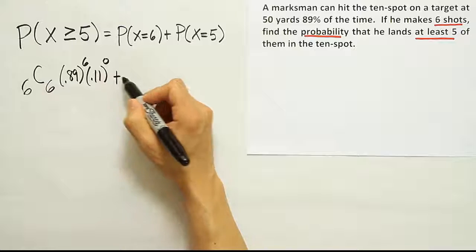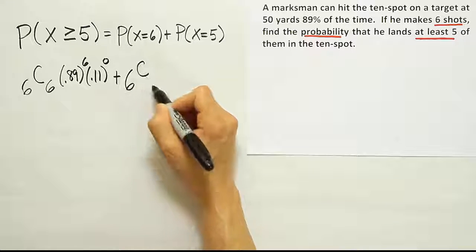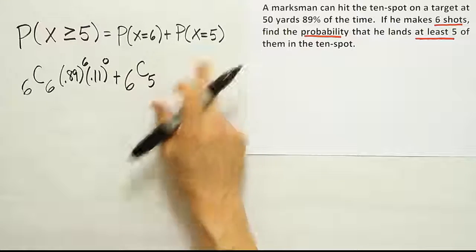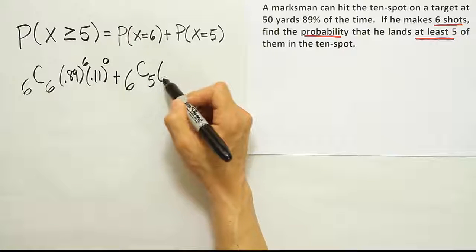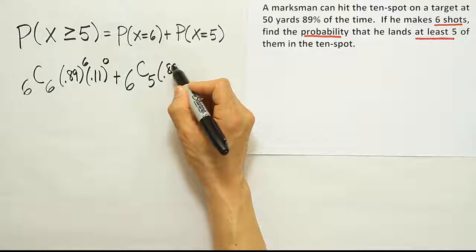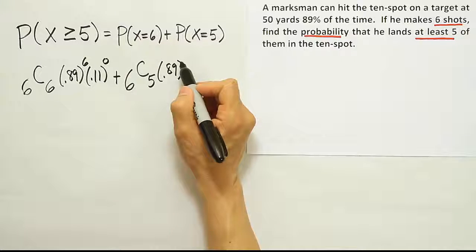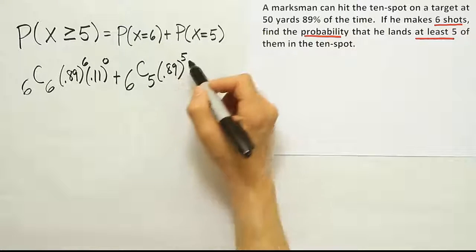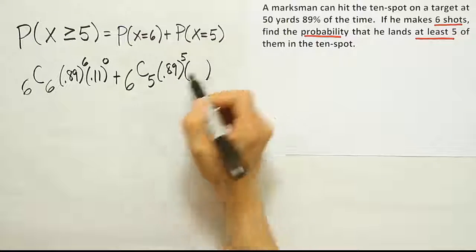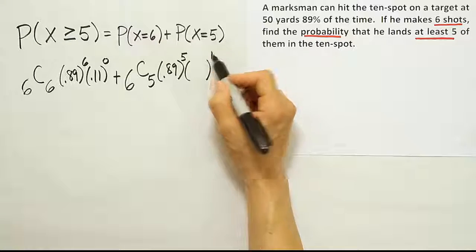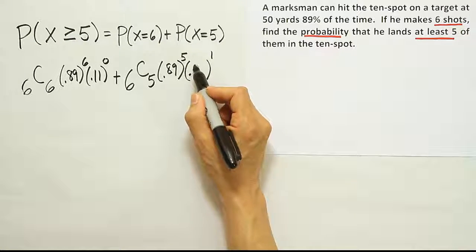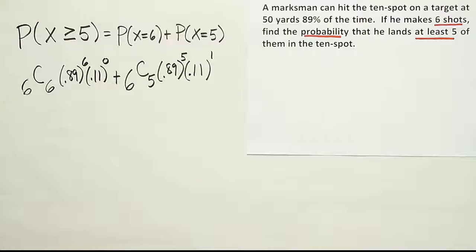Then you're going to add to that 6 choose 5. Now we're working the case where he gets 5 of them in. The chance he makes it is 89% again. That's the chance he makes a single shot. We want him to make 5 shots, so we're going to put a 5 on that. And then, of course, in this case, since he made 5, he misses 1, and the probability that he misses 1 is 0.11. Okay. The rest is really just calculator work.